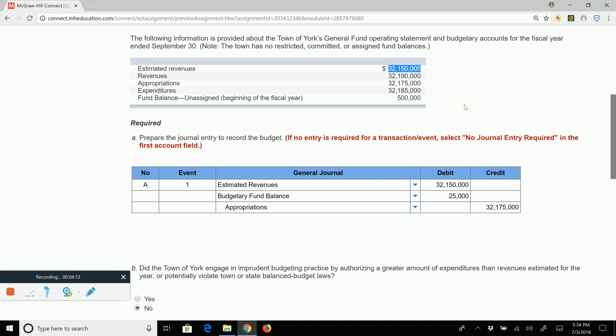And the answer is, this is fine. So no, they didn't break any laws or anything like that. And the reason for that is because of this right here that I'm highlighting. Do you all see at the beginning of the year, we had beginning unassigned fund balance of $500,000. That means that $500,000 could be used to balance the budget. That's because it's unassigned. Now, if it was assigned or committed or restricted or non-spendable, certainly we couldn't use that for balancing the budget. But unassigned, we can. So no laws are broken here.